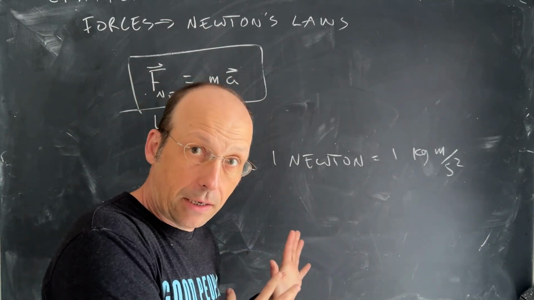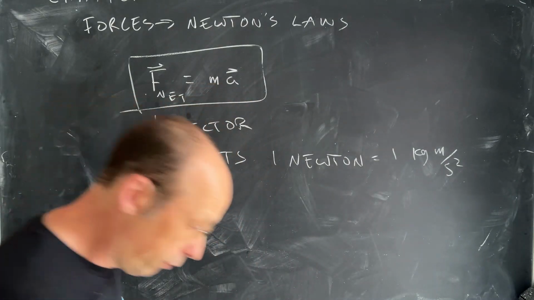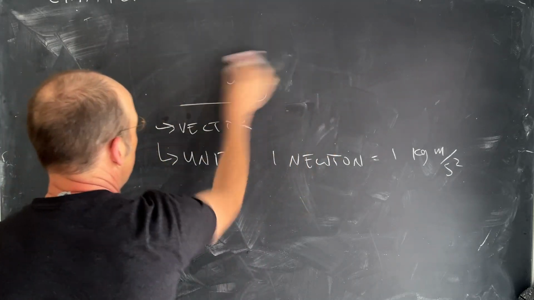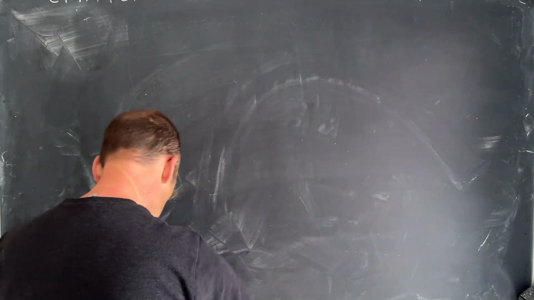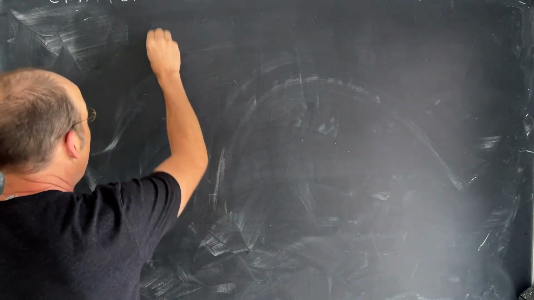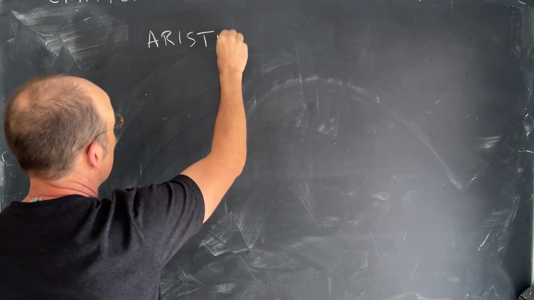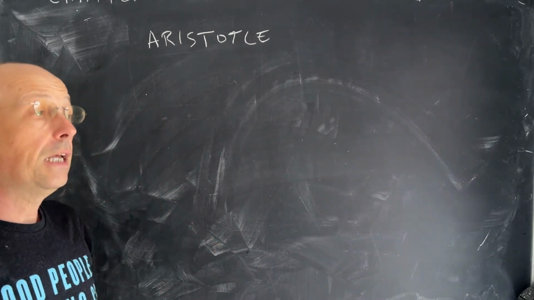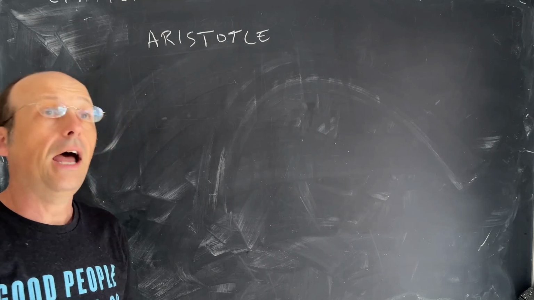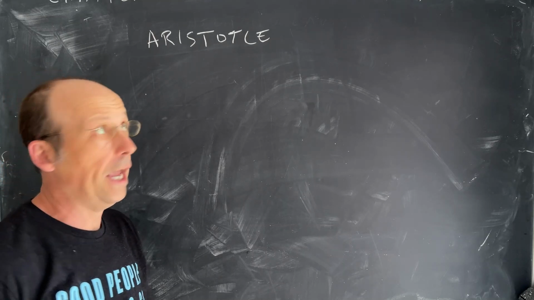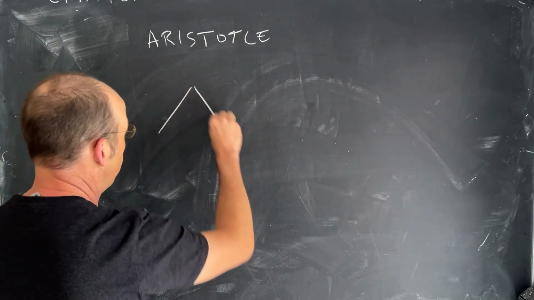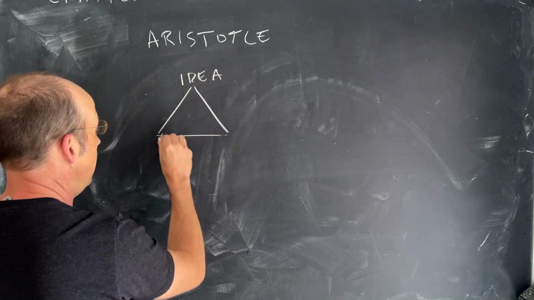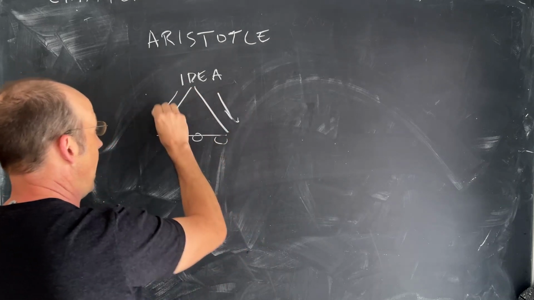Now, let's take a break and talk about the first person, I need my eraser, to look at forces. Really, maybe not the first, but the person that we have a lot of recordings from to look at, or writings from, and that's Aristotle, the Greek philosopher. Because Aristotle, first of all, the Greeks had a deductive way of thinking. So what they would do, I like this triangle, is to take some idea and then deduce all the facts that they could get from that.